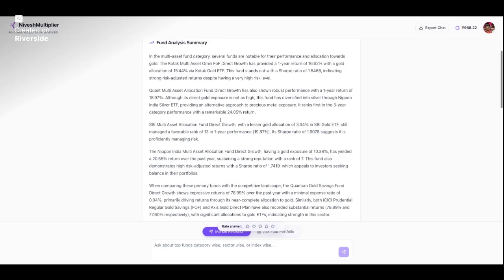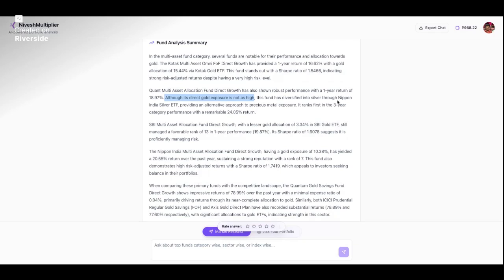I could see that it is saying that Kotak Multi-Asset Omni Fund of Fund has provided this return with a 15.44% allocation to the Kotak Gold ETF. So I get the point. Whatever I am asking, I am straight away getting the data out of it, and it's real time, correct data. Similarly, it is saying Quant Multi-Asset Fund has this much return, and this doesn't have a lot of gold exposure. Okay, so it makes my mind clearer that since I want a multi-asset fund with good gold allocation, I might not look into Quant Multi-Asset Fund then.